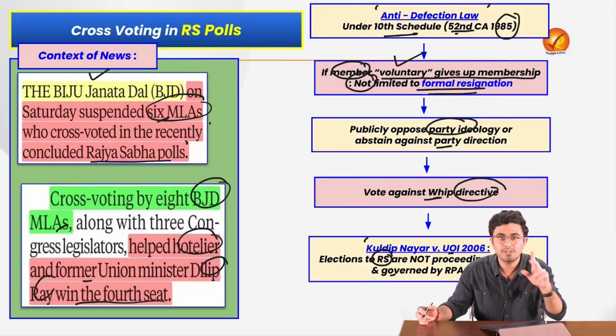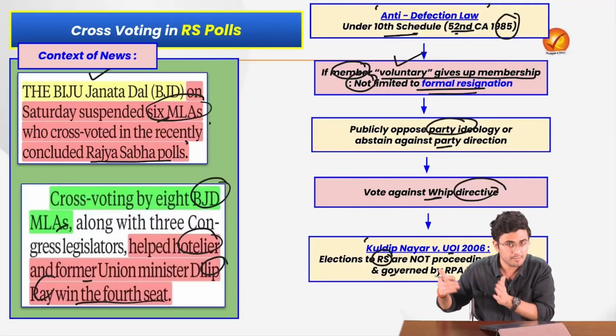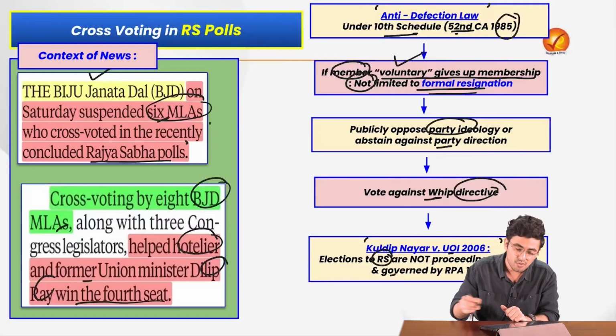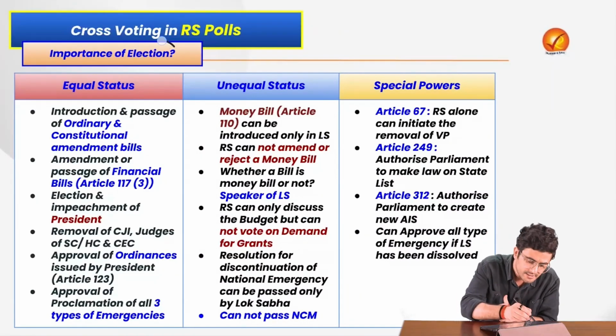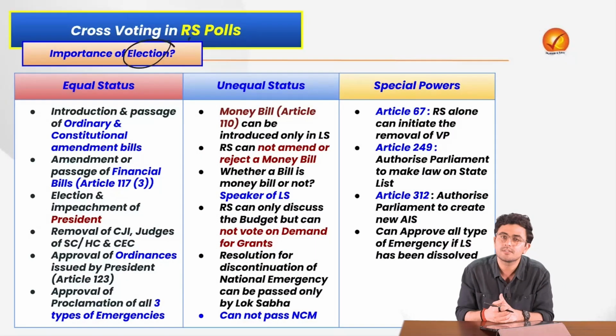So even in the case of election of Rajya Sabha, if I am not voting, for example, according to the directive given to me by the party whip, then I cannot be charged under the anti-defection law, but yes, obviously I can be suspended, and obviously I will not be appointed as a minister or something. Why are these elections in Rajya Sabha of such importance?